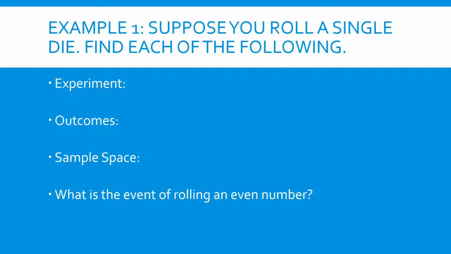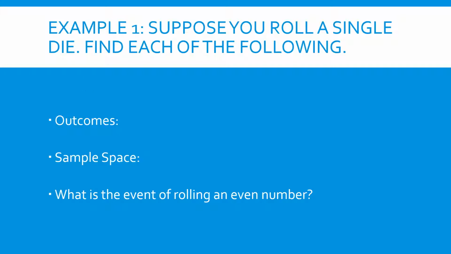Let's look at an example of an experiment, and then we'll determine the outcomes, the sample space, and then a certain event. It says, suppose you roll a single die. Find each of the following: the experiment, the outcomes, the sample space, and then we have to find out what is the event of rolling an even number.